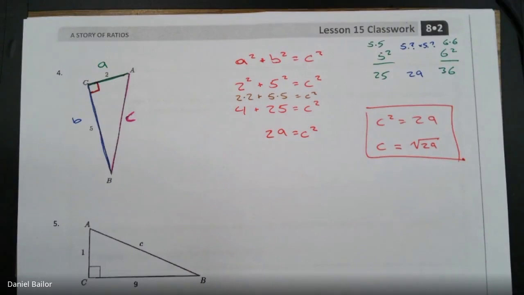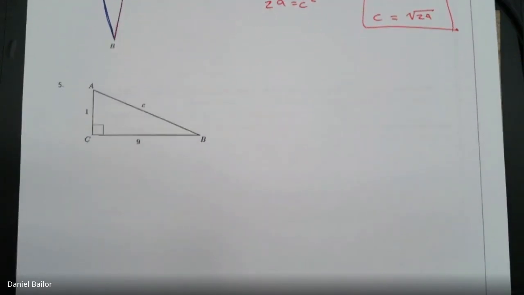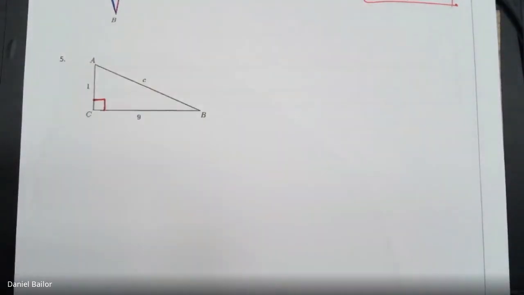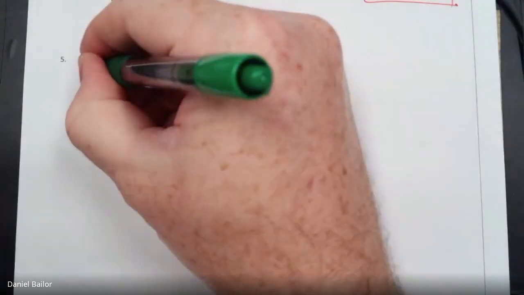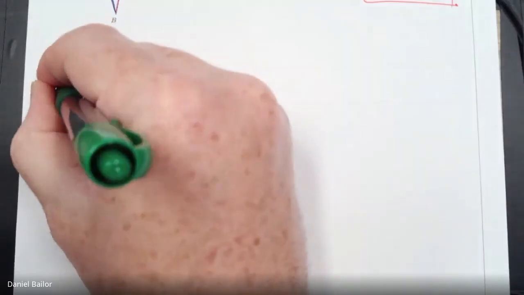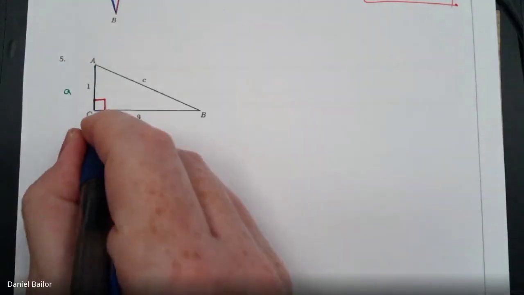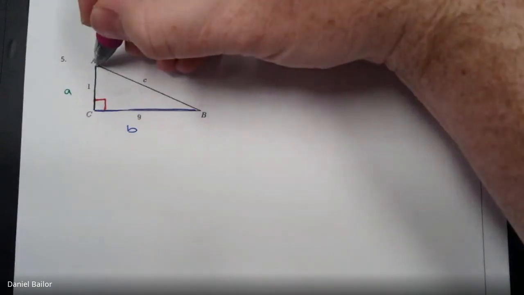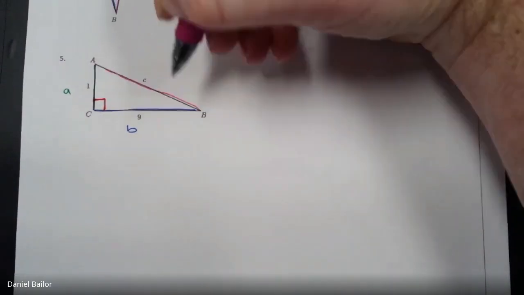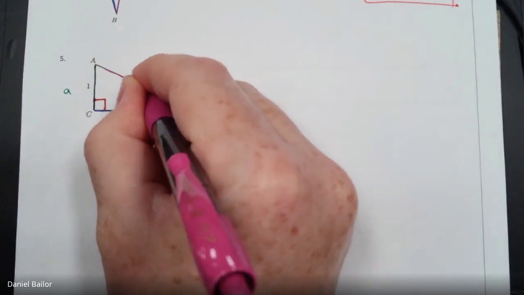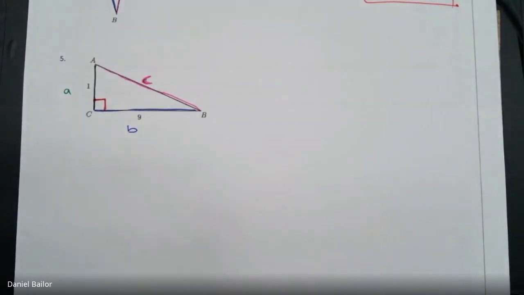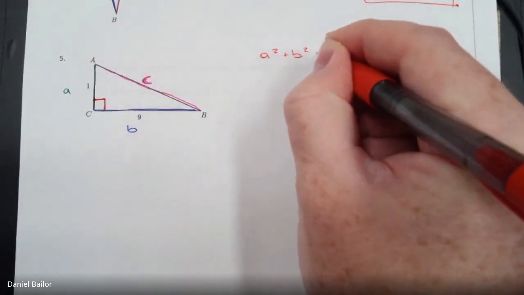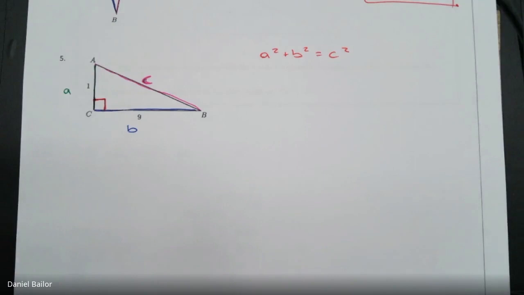So that's the answer to number 4. Let's look at number 5. A different triangle, but there is the right angle. If the right angle is there, then leg A can be connected to the right angle, and leg B can be connected to the right angle. And the hypotenuse is the one that is not connected to the right angle. C is the hypotenuse, and it is right there. Now I am ready for my Pythagorean theorem. A squared plus B squared equals C squared. I have it memorized. I hope you get it memorized soon also.